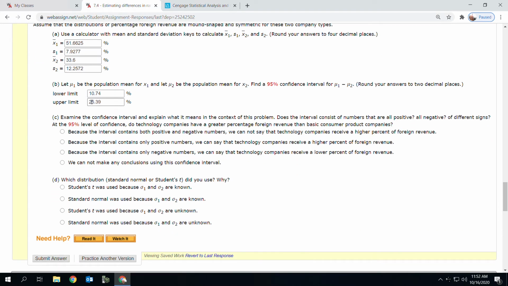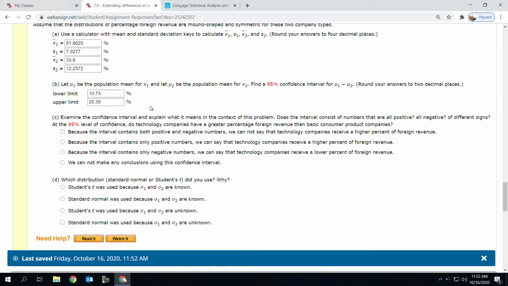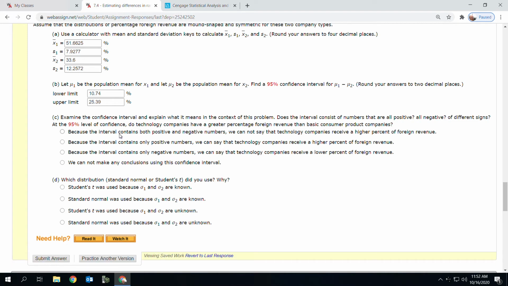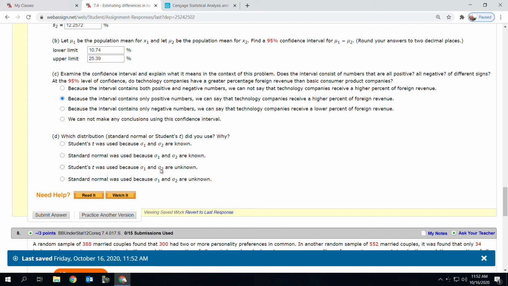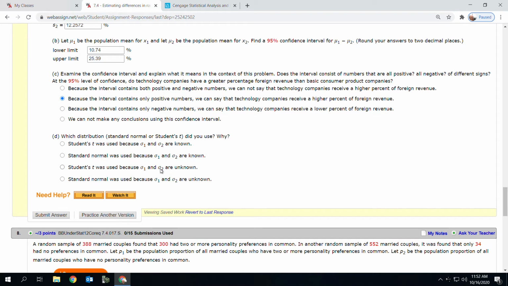All right. The limits are exclusively positive, which means that mu1 is greater than mu2. Examine a confidence interval. Because the interval contains only positives, we can say technology companies receive a higher percentage of foreign revenue. We were not given sigma 1 or sigma 2. We had to find the sample deviation, which was the English letter S. Students T, and we used a t-test because these were unknown.